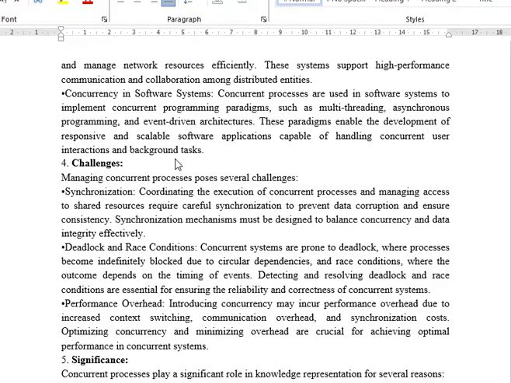Next, deadlocks, which I said before. Processes will be blocked due to circular dependencies and race conditions. So how do we resolve this problem? First we have to detect when the deadlock occurred, and then resolve that problem. First we have to understand where the problem occurred. After understanding the problem, we have to resolve it. We have to try to resolve that deadlock. In this way we can resolve this challenge.